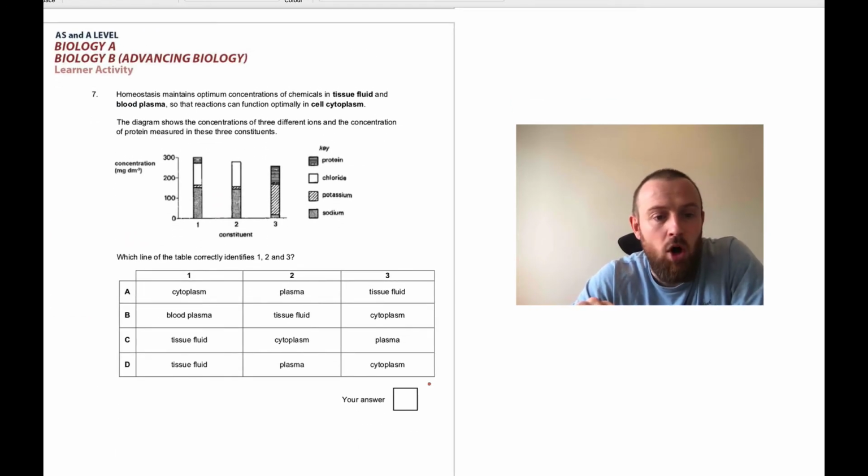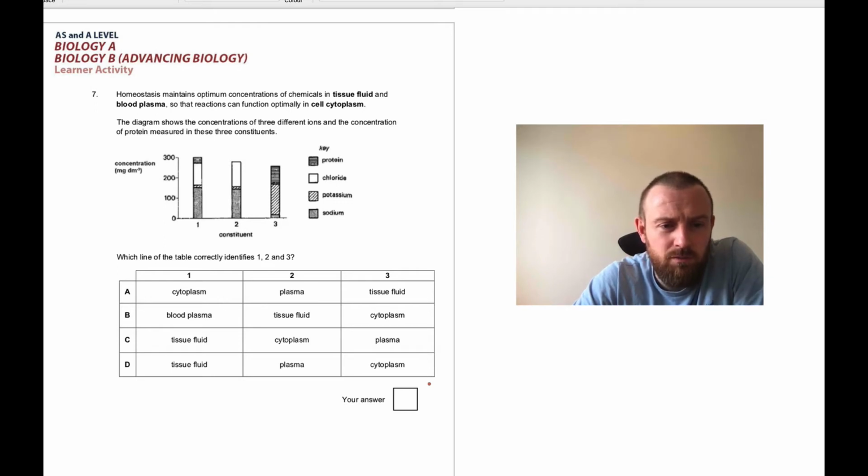Homeostasis maintains optimum concentrations of chemicals in tissue fluid and blood plasma so that reactions can function optimally in the cell cytoplasm. Here's a diagram that shows the concentration of 3 different ions and of protein measured in 3 different constituents. Okay. So, and then we need to try and identify the constituents.